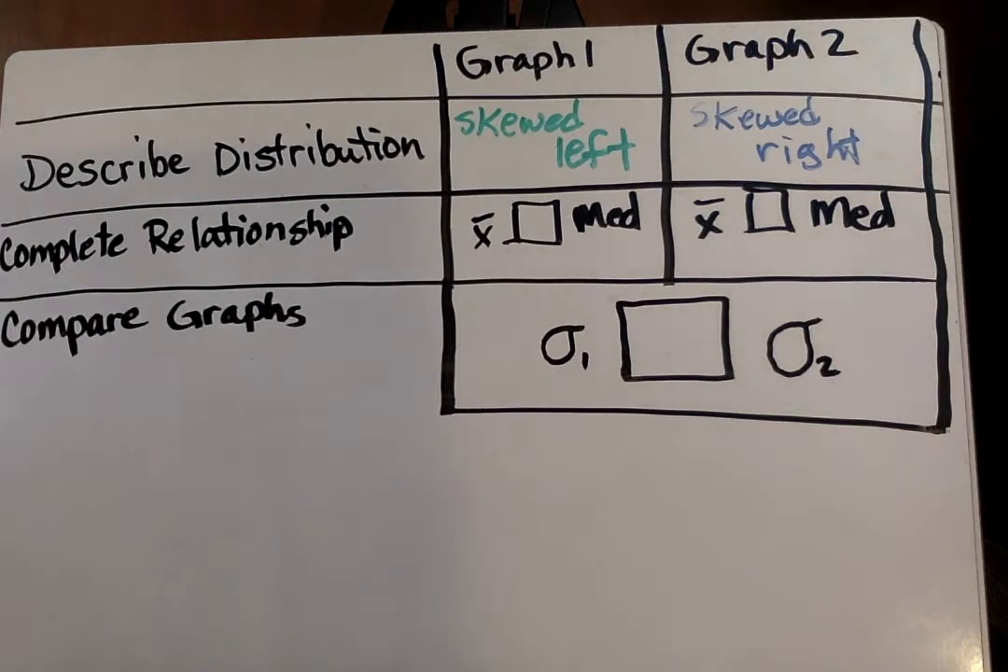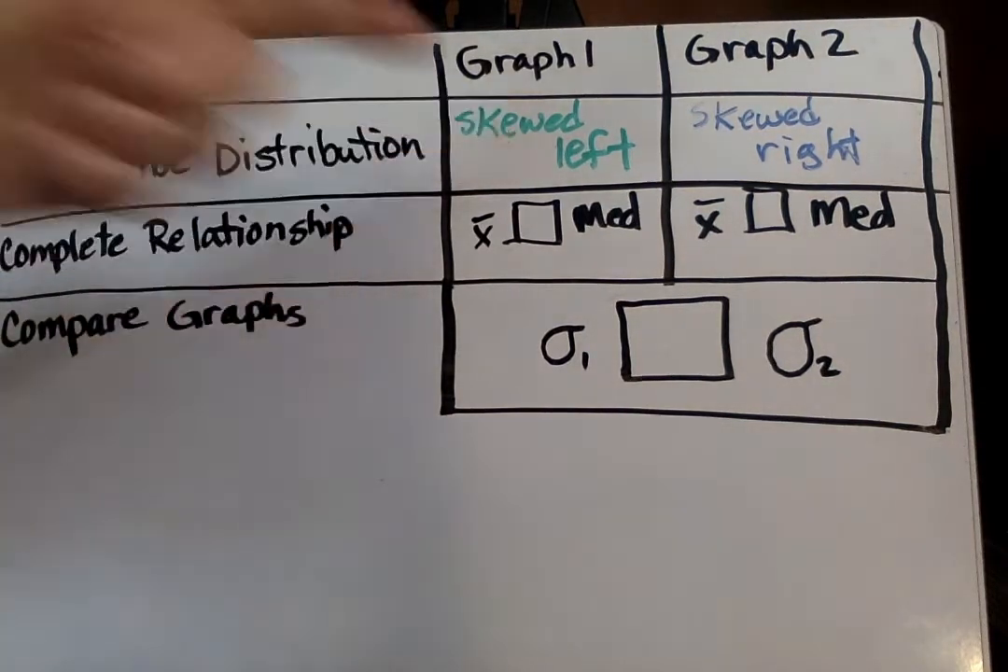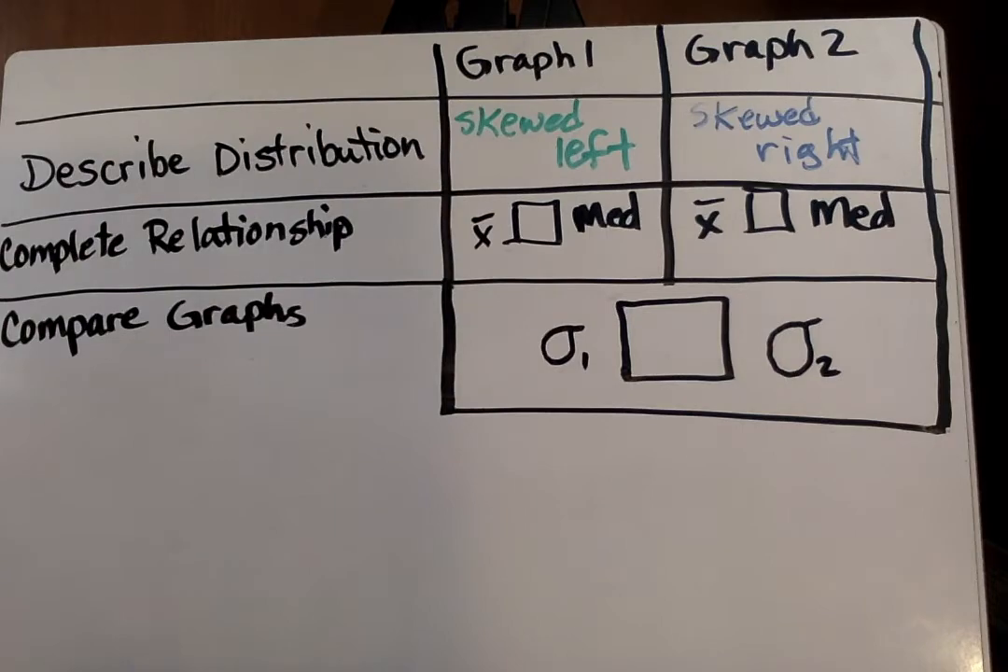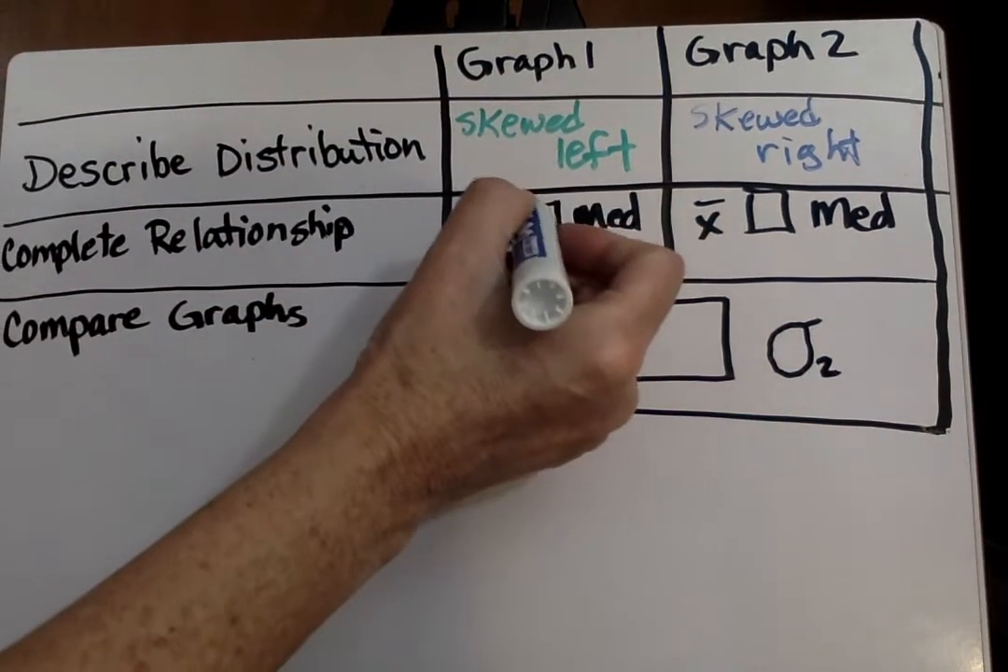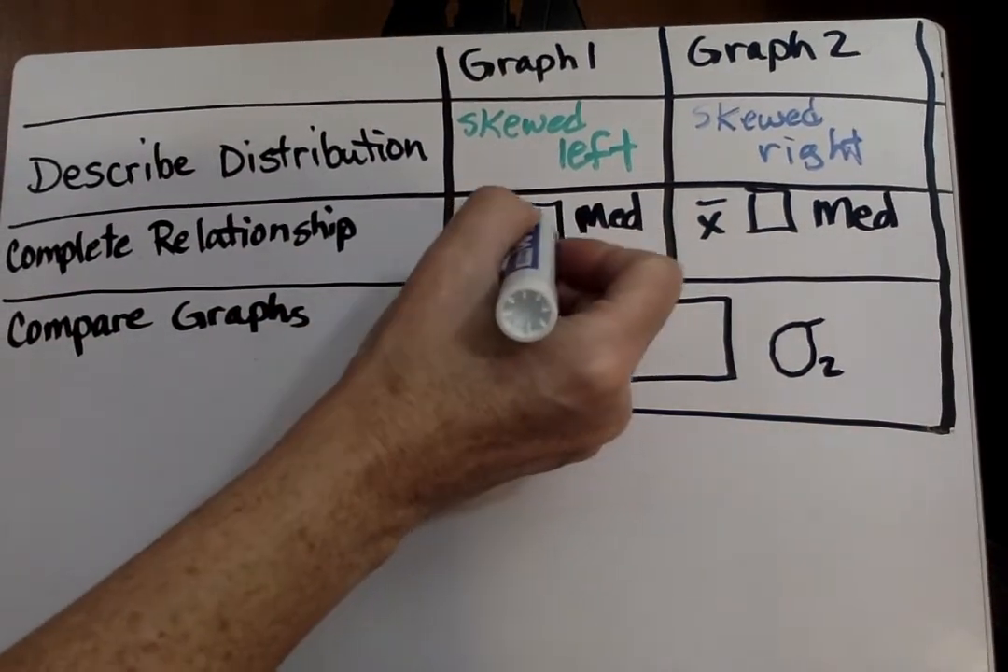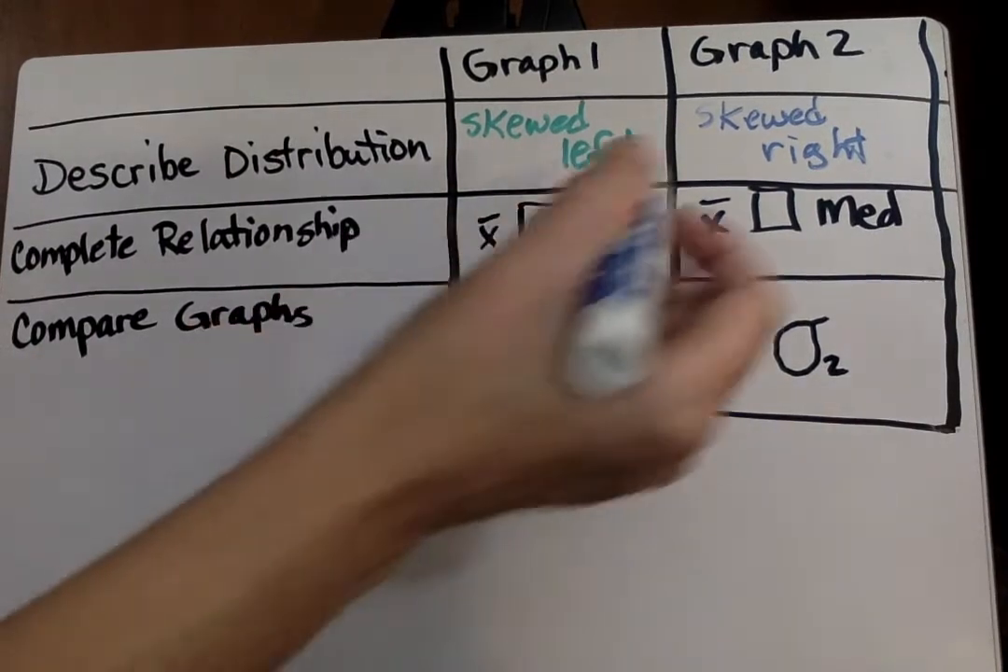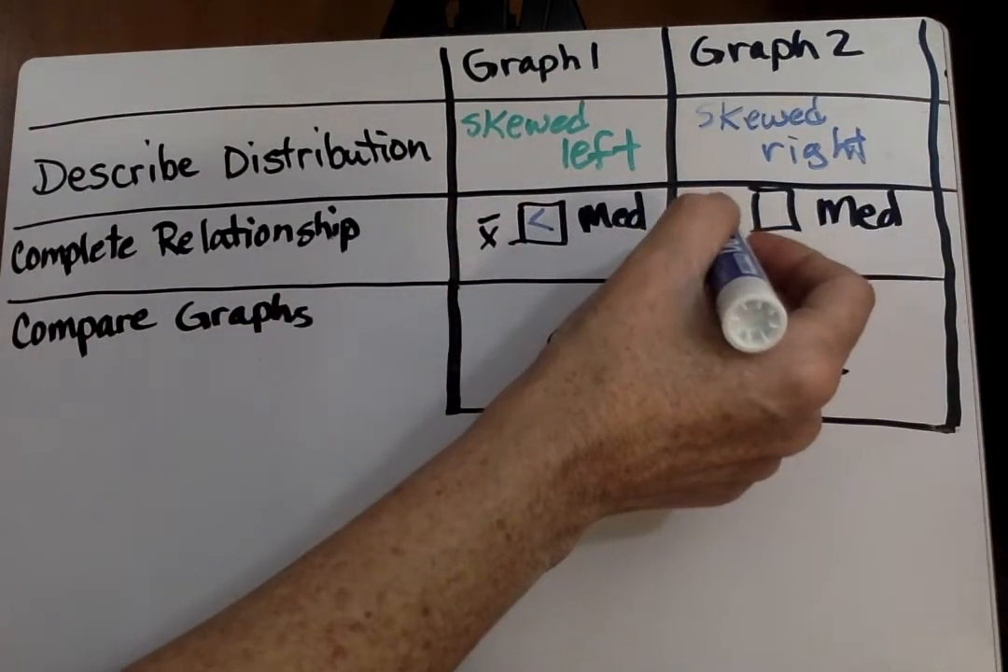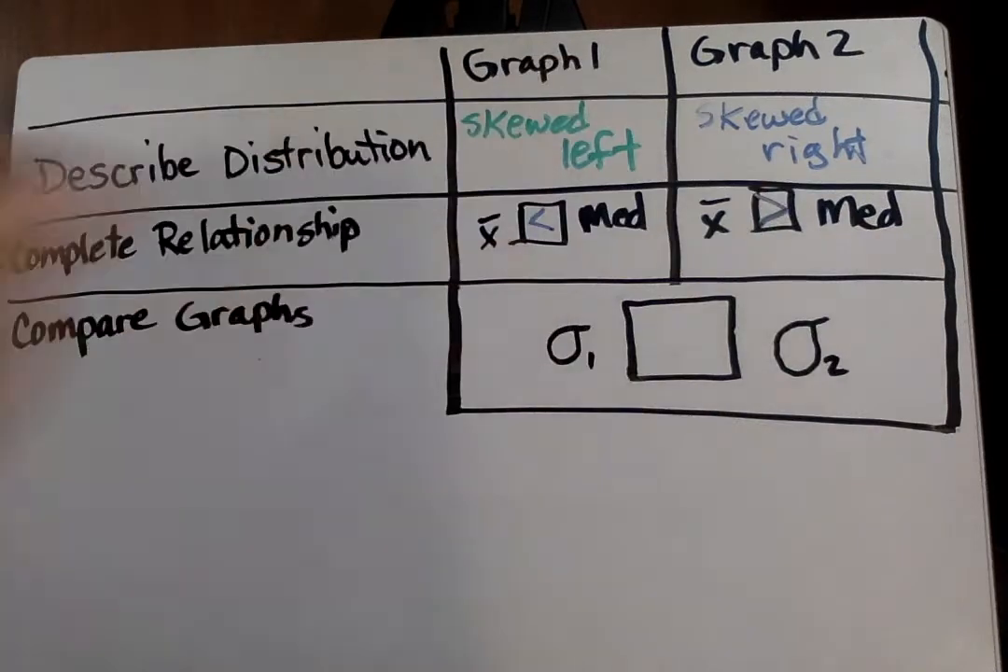So then, if something is skewed left, think of it as left, less than: the mean is less than the median. And if it's skewed right, the mean is greater than the median.